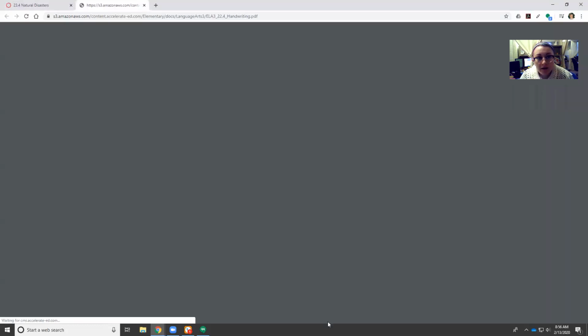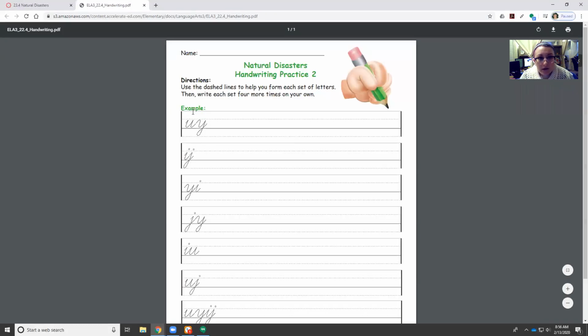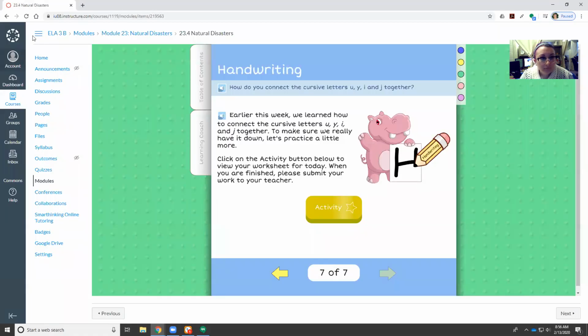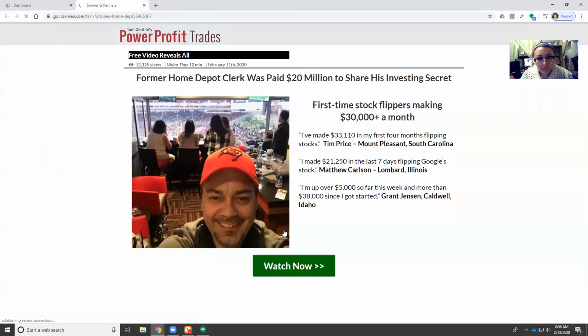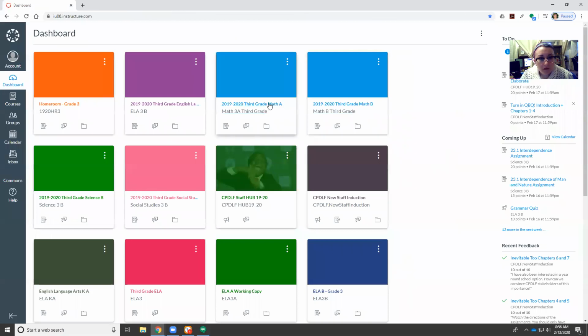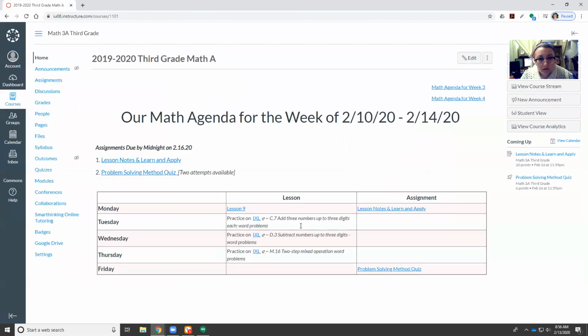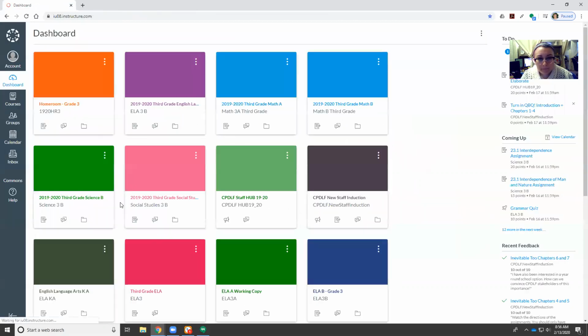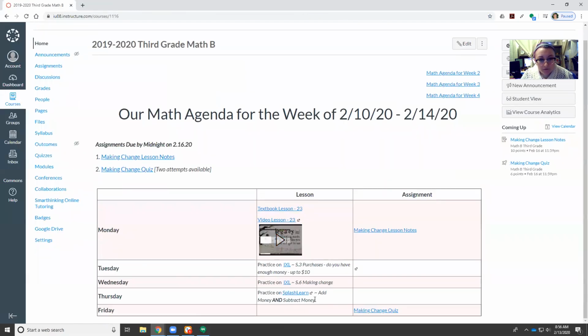And then your handwriting today is working on connecting U, Y, I, J. Math A, IXL, two-step mixed operation word problems for M16. Math B, as I said, today is your Splash Learn day. You have add money and subtract money.